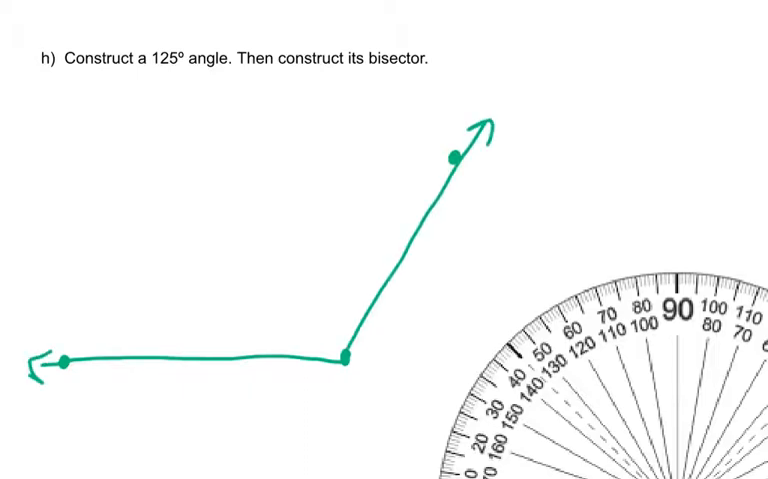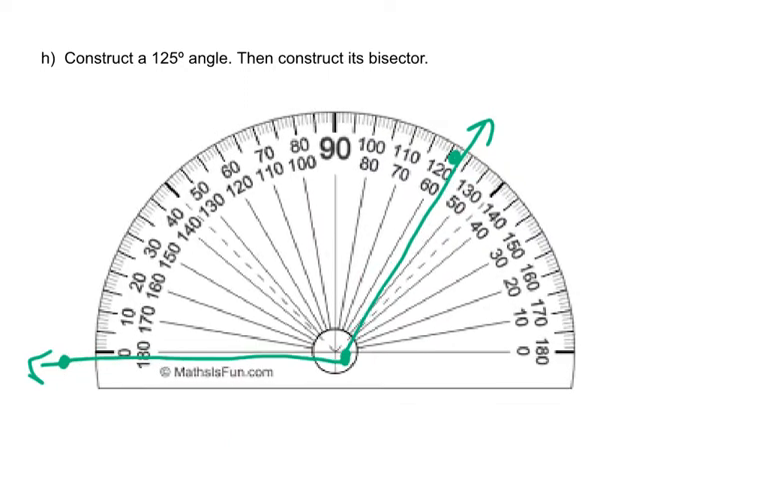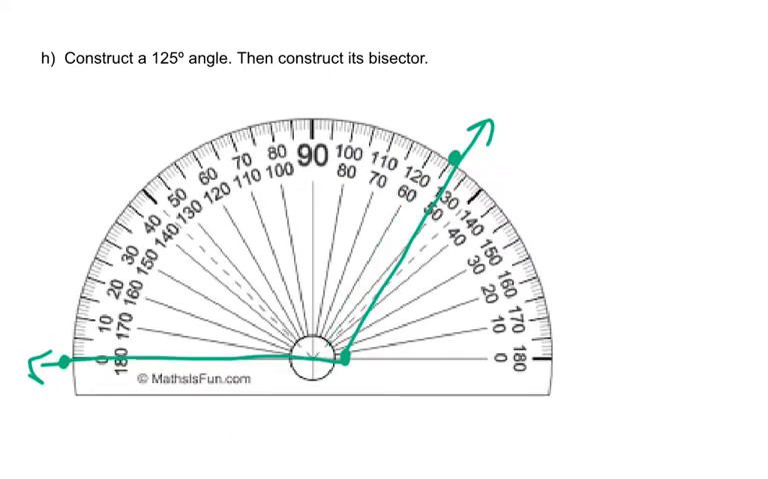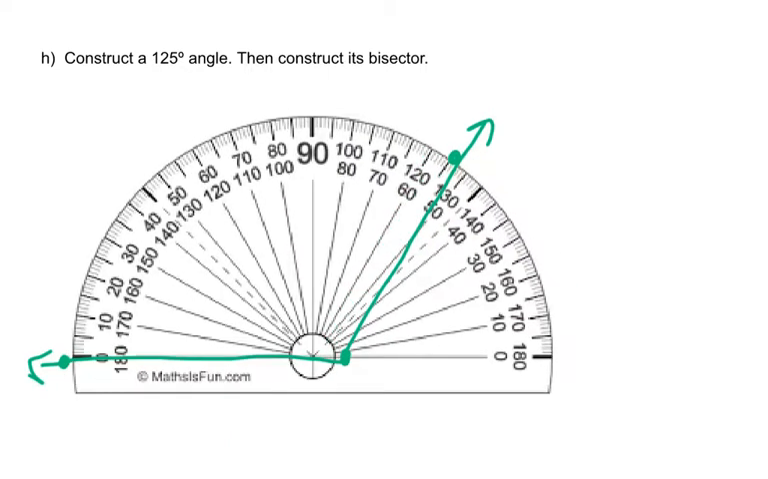Okay, so I'm going to move that back on top. See how I did? Not great, but we'll make it work. Okay, so if that is a 125 degree angle, what would be its angle bisector?